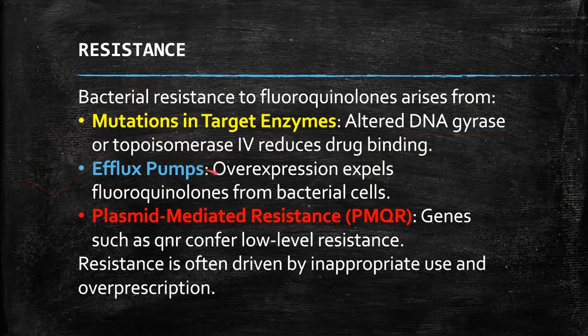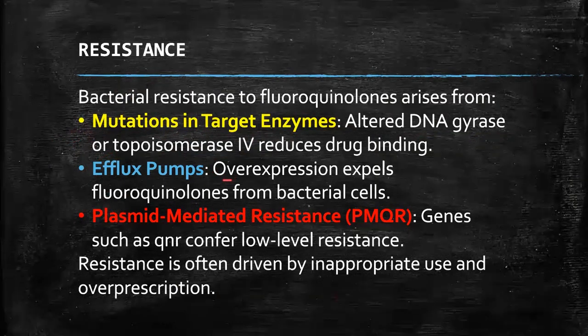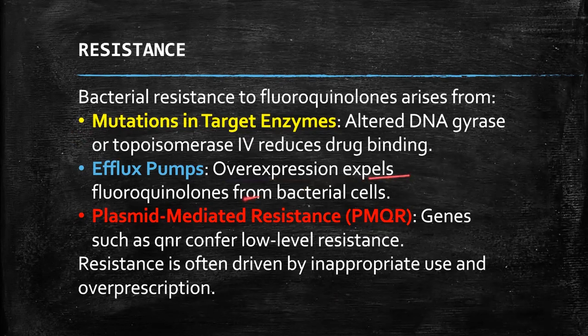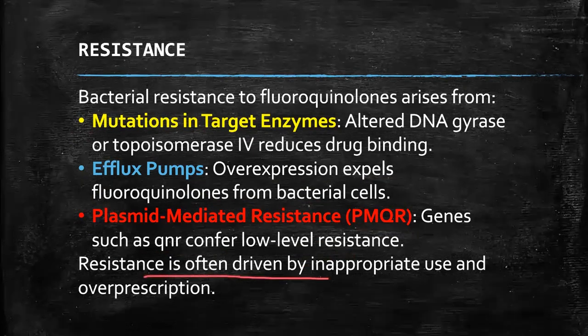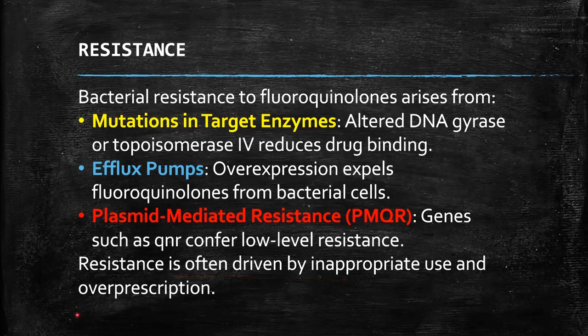Second is the efflux pumps. Actually, bacteria overexpress pumps that expel fluoroquinolones from the bacterial cell. When there is no fluoroquinolone inside the bacteria, then there will be no action of the fluoroquinolones inside the bacteria. Plasmid-mediated quinolone resistance, PMQR. Genes such as qnr confer low-level resistance. That is actually resistance generated by the plasmid. And an important note: resistance is often driven by inappropriate use and the overprescription of the antibiotic.